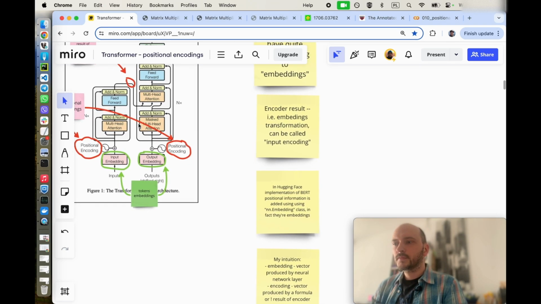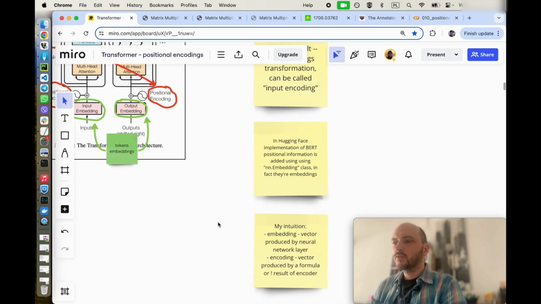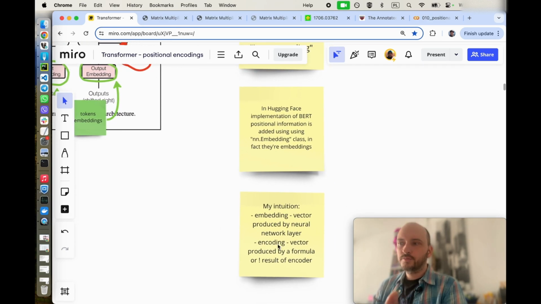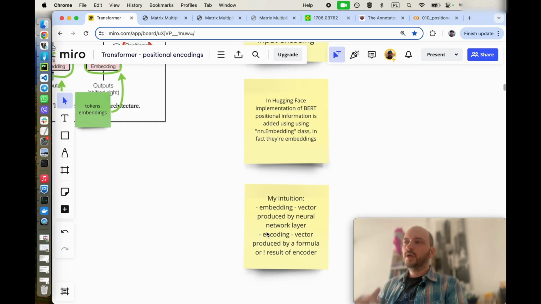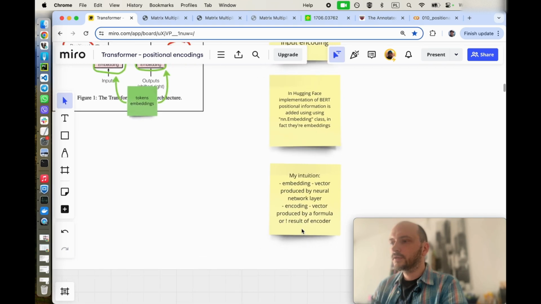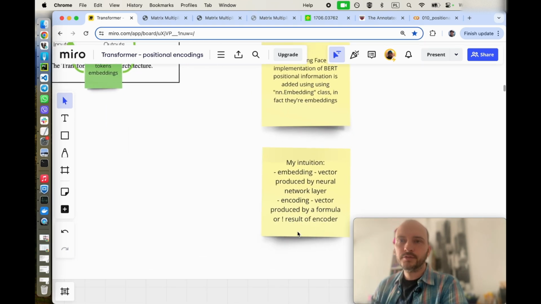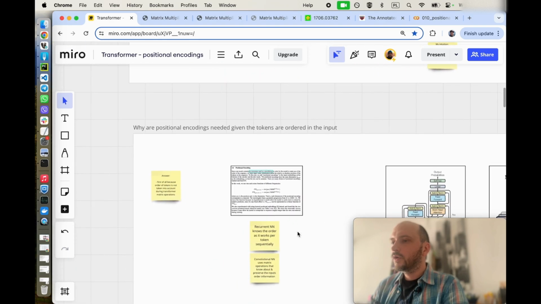this formulation a bit. So I would say that embedding is a vector produced by a neural network layer, and encoding is a vector produced by a formula, or sometimes encoding may also be the result of the encoder, which is an even more complex thing than embedding. But in this particular paper, when the authors say encoding, they mean positional encodings produced by a formula, like the sine and cosine formulas. So encodings are not used to reference the result of the encoder. Okay.